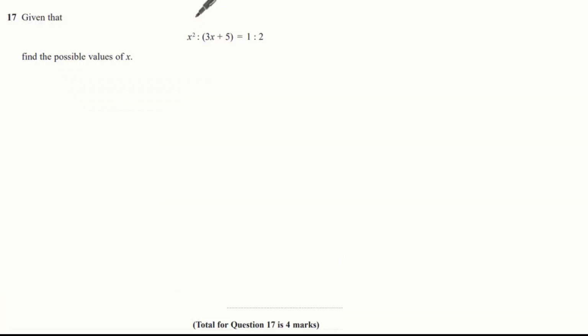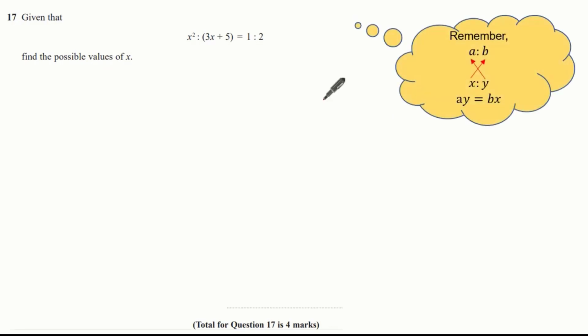Given that x squared to 3x plus 5 is equal to the ratio of 1 to 2, we're asked to find the possible values of x. Now remember the nice little trick whenever you're talking about equations and ratio. If you have a ratio of a to b, which is in the ratio of x to y, then to form an equation we simply cross multiply, and this is the same as ay equals bx.